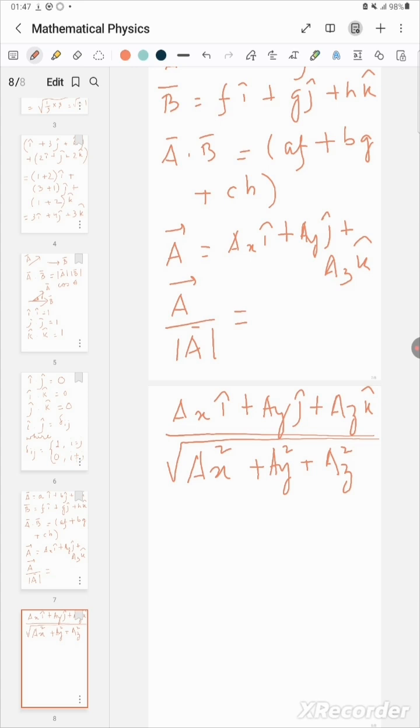Now let us look into the physical meaning of this dot product. For example, if you have to find the dot product between two vectors, one being force and the other being displacement, that is, you have a vector F and you have a vector dr, then what would be the dot product between them? Nothing but simple work done. Force into displacement is work done.